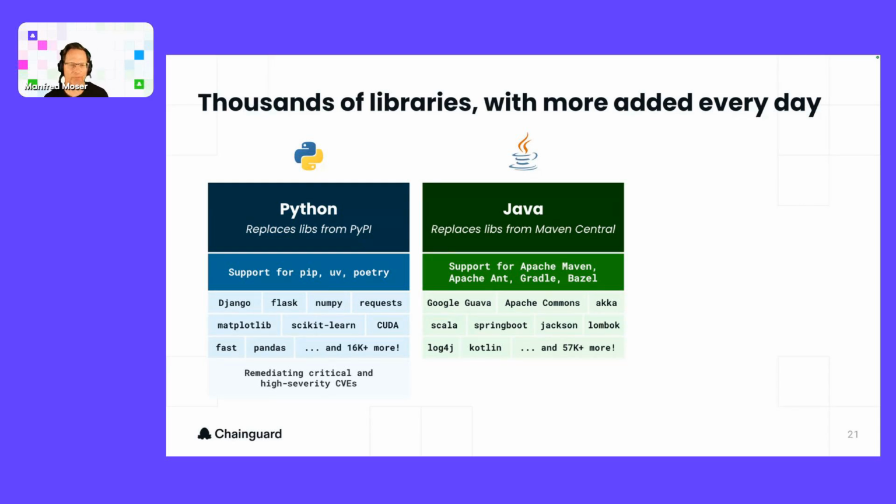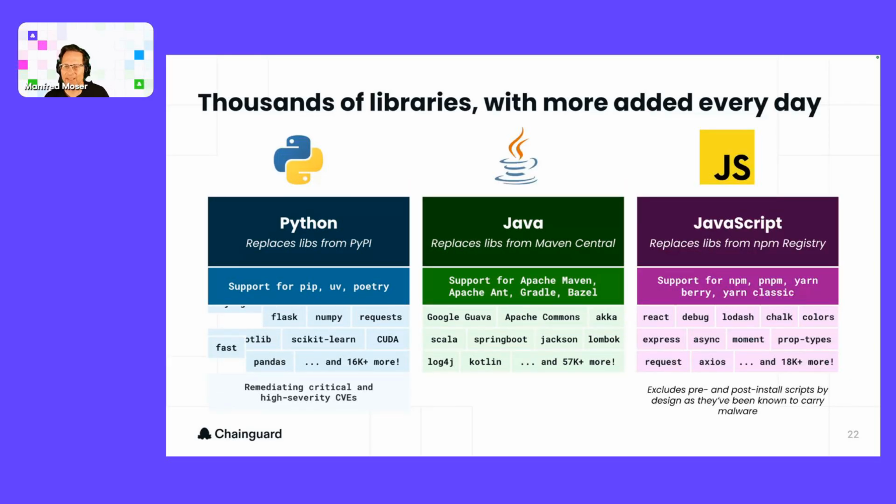We then have Chainguard libraries for Java, which replaces the libraries from Maven Central, and the build tools are the usual Apache Maven itself, and then also Ant, Gradle, Bazel, and the libraries are Spring Boot, Jackson, all these libraries that are commonly used, including also Log4j, obviously, are available in Chainguard libraries for Java.